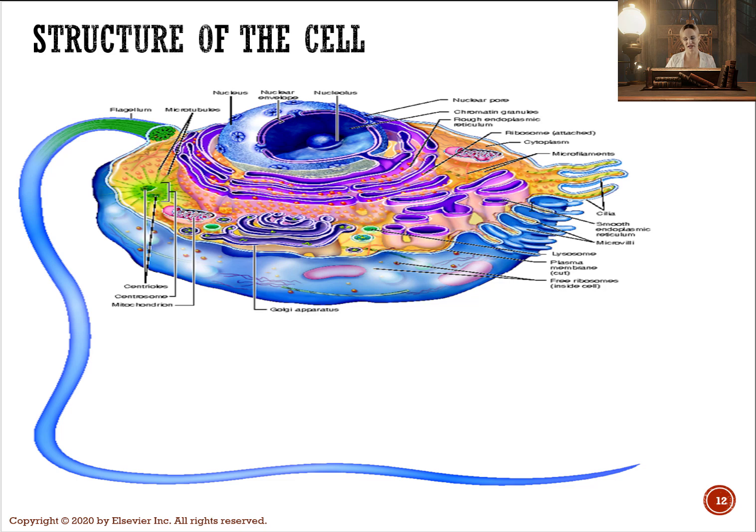So now that we've talked about this, in this image here, you can see all of these organelles and that plasma membrane. You can see that nucleus in the center. You can see the flagellum, the tail coming off, and you can see how complicated each cell is on a microscopic level.